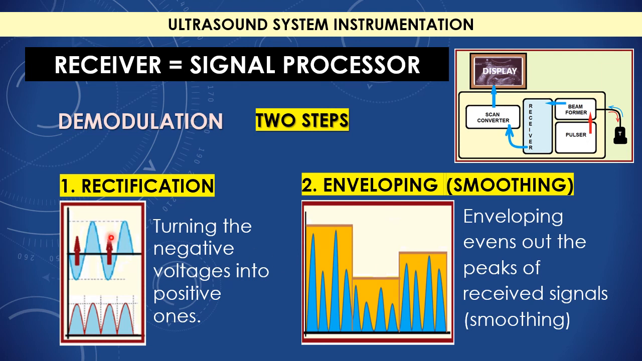Both are to change the radio frequency mode, which is this one, into these blocks like this one. So this is the video mode, and this is the radio frequency mode. Okay, what is demodulation? Conversion of the radio frequency mode to the video mode.